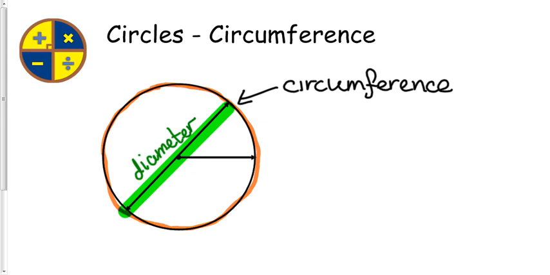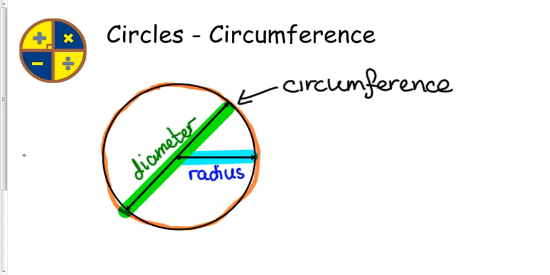And the other measurement that we use, which I'm going to highlight in this blue colour, is what we call the radius of the circle. And the radius is the distance from the centre of the circle to anywhere on the circumference, anywhere on the outside of it.